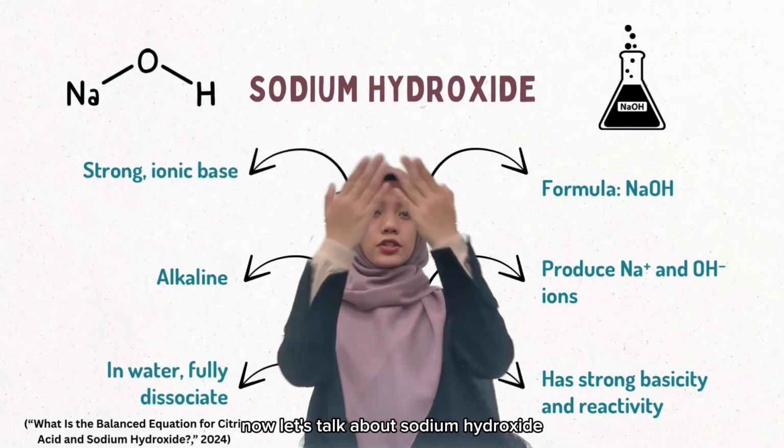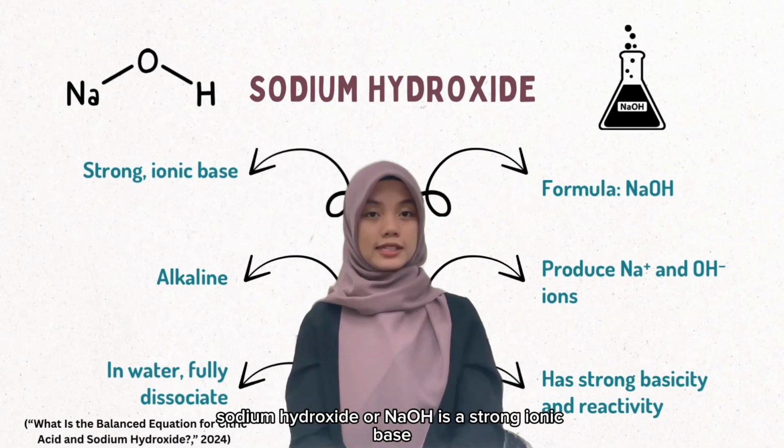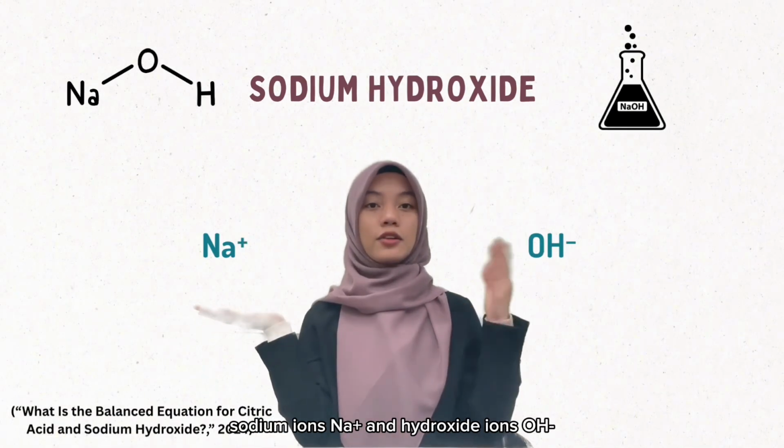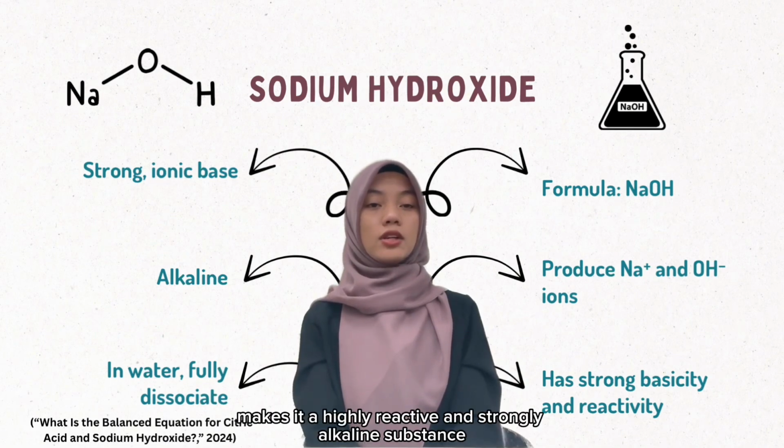Now let's talk about sodium hydroxide. Sodium hydroxide, or NaOH, is a strong ionic base. It fully dissociates in water to produce sodium ions Na+ and hydroxide ions OH-. This complete dissociation makes it a highly reactive and strongly alkaline substance.